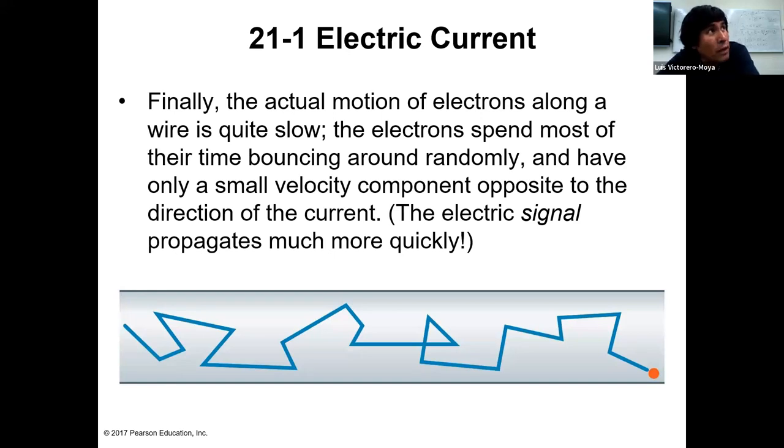And we're going to do a problem tomorrow at the beginning of class for sure, because that's a long problem, to show you how long it takes for an electron to travel in a high power cable.